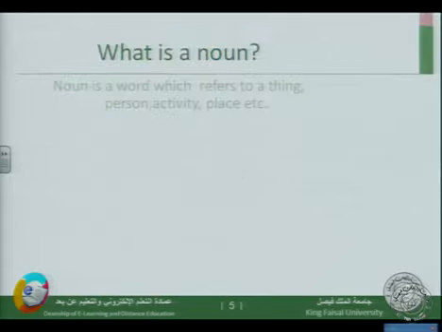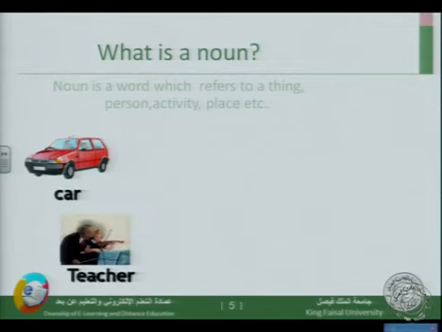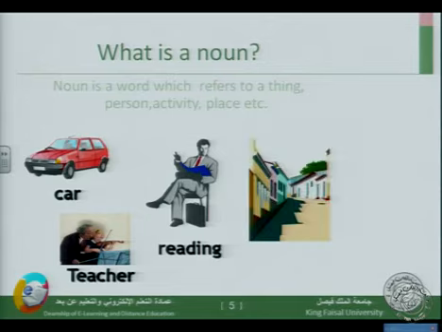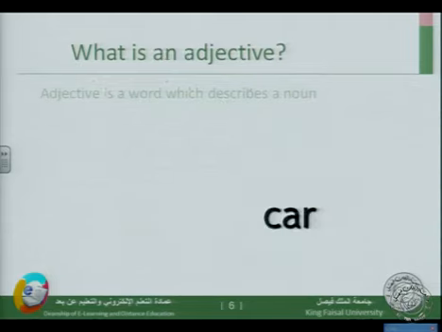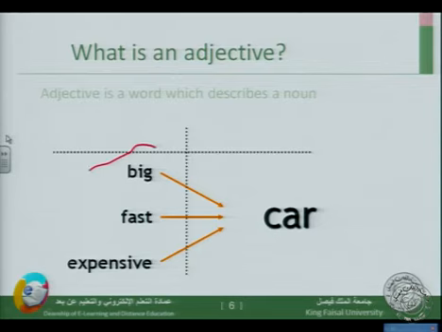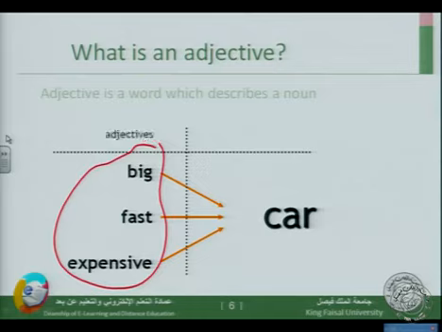Let us start first. What is a noun? A noun is a word which refers to a thing, person, activity, place, etc. It can be a car, a teacher, or maybe the process, the act of reading, or maybe a street. What is an adjective? An adjective is a word which describes a noun, like we say big car, fast car, and as well we say expensive car. So usually the adjectives come before nouns. They describe nouns.